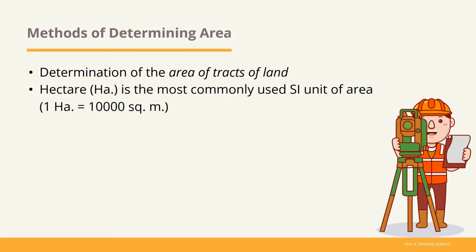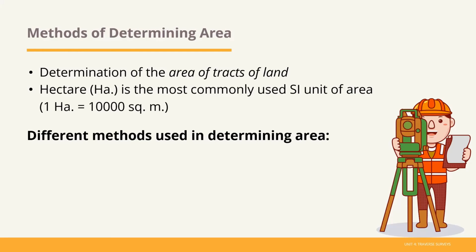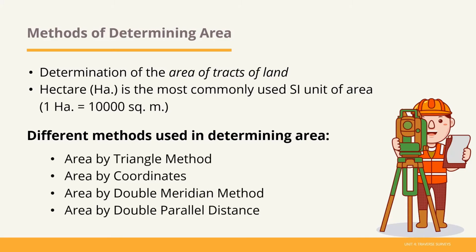1 hectare is equal to 10,000 square meters. Now, there are different methods used in determining area, and I will explain them to you individually. So here are the methods. This includes the use of triangles, the coordinate method, the DMD, and the DPD. So we will tackle them.